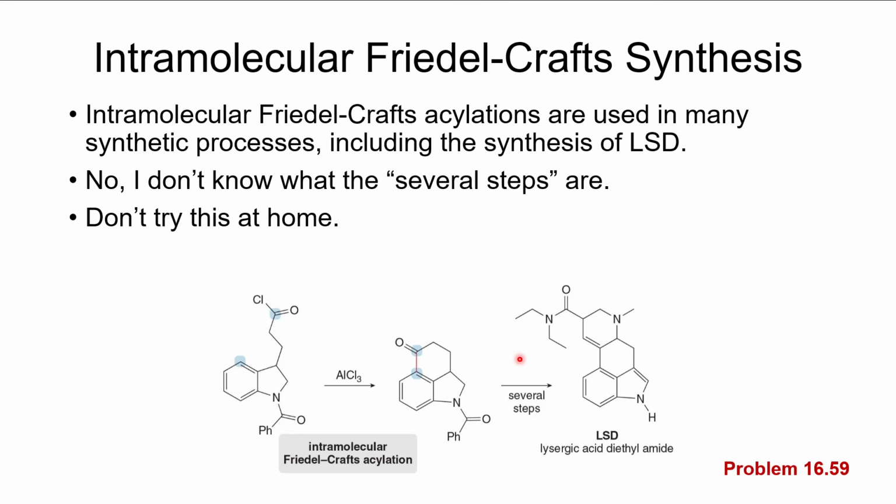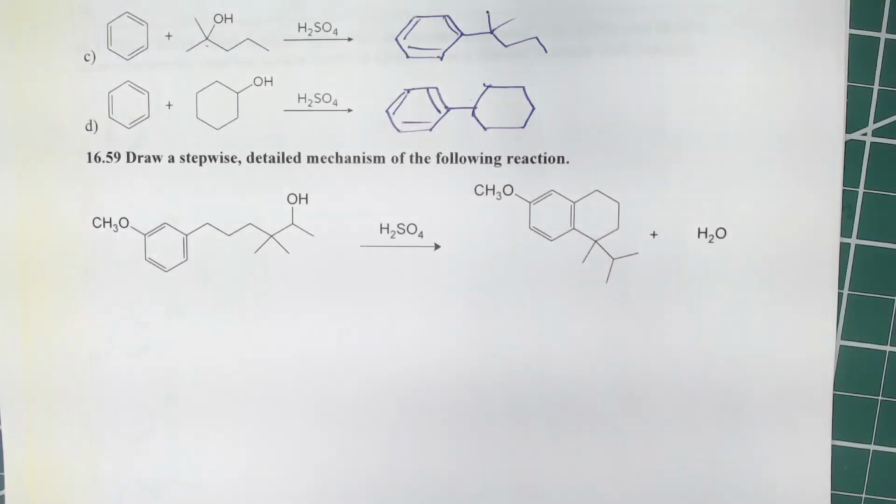All right. But I do want you to know how to do the mechanism. I don't want you to make dangerous things, but I want you to know how to do the mechanism for these. So we're going to look at the mechanism for doing Friedel-Crafts alkylation, intramolecular, and we're going to have a rearrangement at the same time. So this is good stuff here.